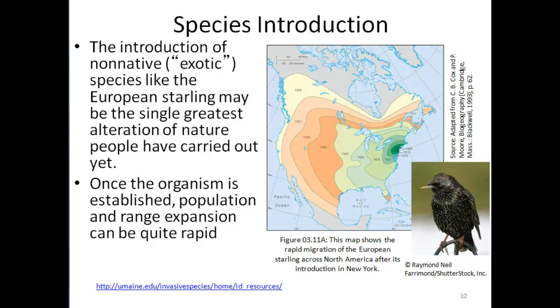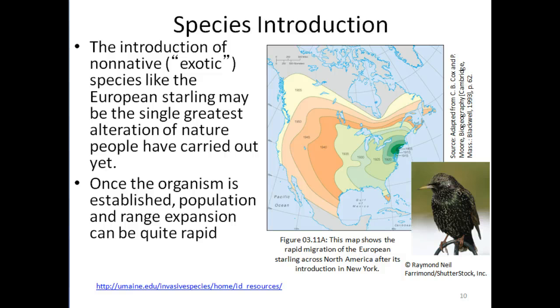An example here of species introduction shows how the impact can be large or small. The introduction of non-native or exotic species like the European starling may be the single greatest alteration of nature people have carried out yet. When starlings were introduced some 150 years ago, you can see that they spread throughout the continent and were very, very effective. The habitat disruption caused by starlings was great, and to this day, the impacts are still trying to be measured. Once the organism gets established, population and range expansion can be quite rapid.